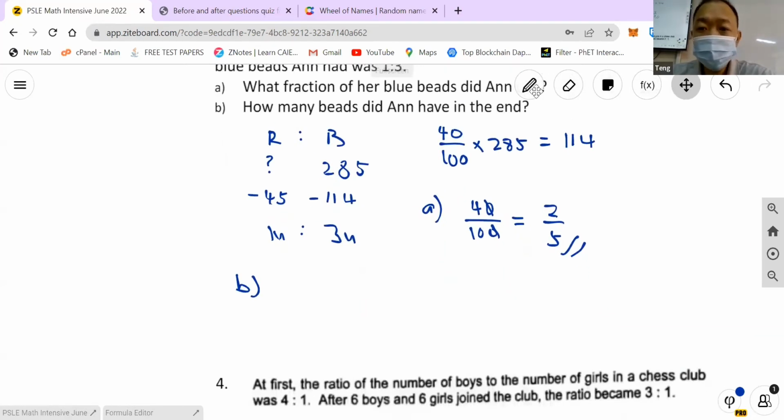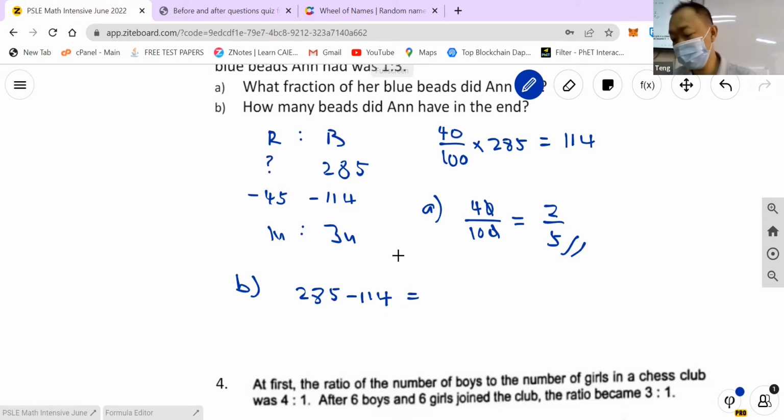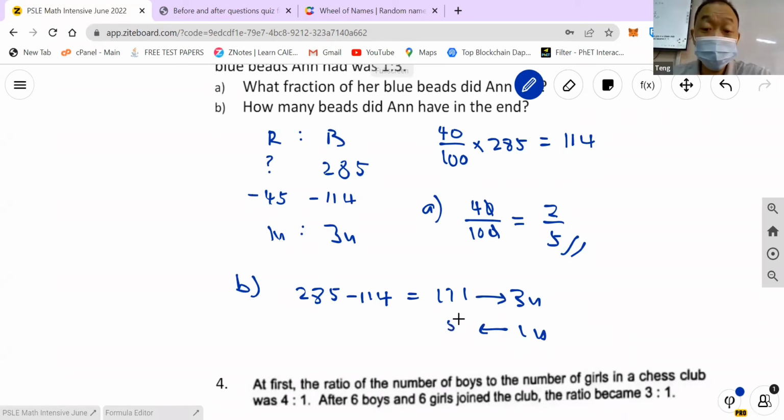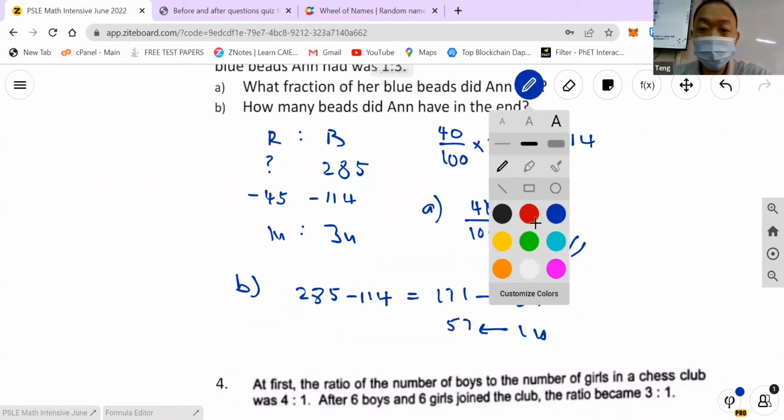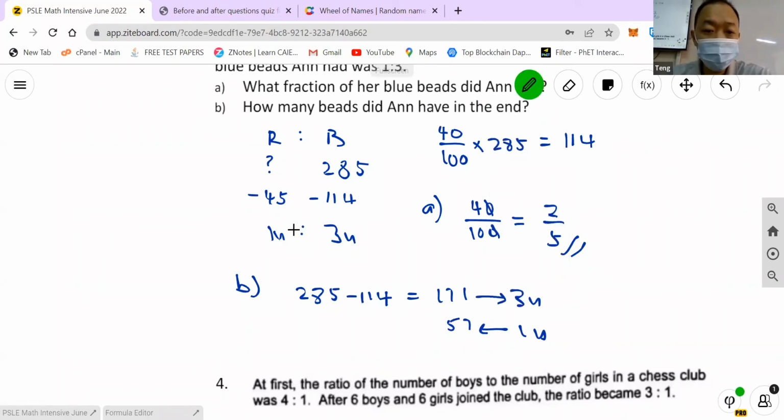So let's use this table. Now you see, if you take 285, my working here, 285 minus 114, 171. Yeah, 285 minus 114 is 171. Now 171 represents 3 units. So what is 1 unit? I want to find 1 unit. 1 unit is 57. So this number here should be 57, because this number is 171.